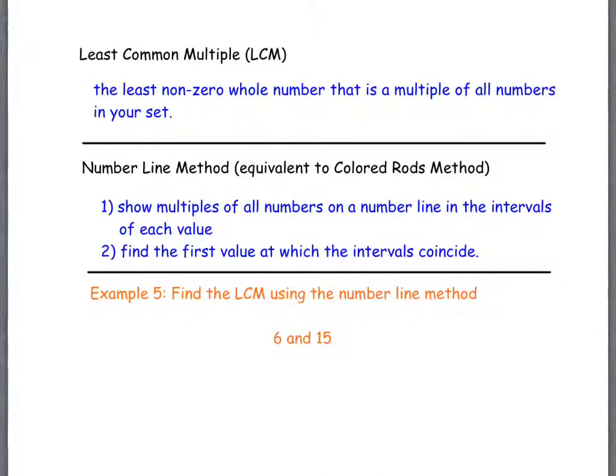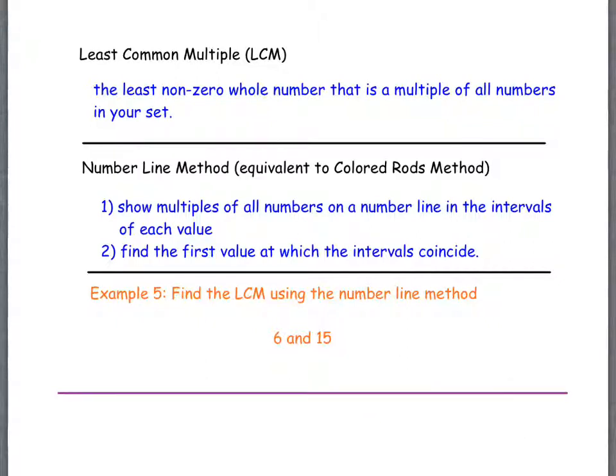One way to think about these is using a number line method. A number line method, or sometimes called a colored rods method, shows all the multiples of a number on a number line in the intervals of each value. And then you find the first value where they have that in common. So the first thing I'm going to do is create a number line. We've worked with number lines before.